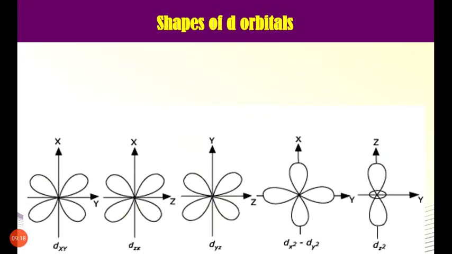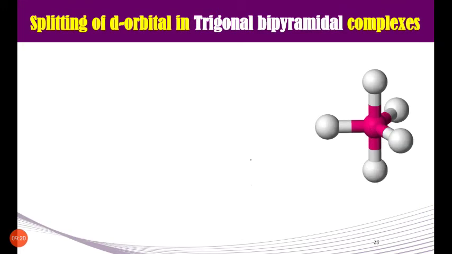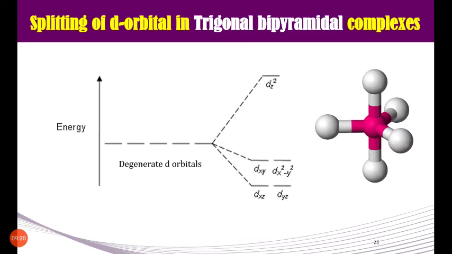Now we will see the splitting directly. This is the energy axis. These are the 5 degenerate d orbitals, and this is the splitting. The dz square orbital will show more repulsion because along the z axis 2 ligands are approaching, therefore they will show more repulsion, and due to that its energy will be increased.